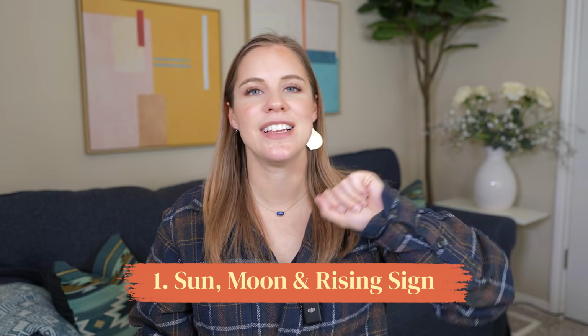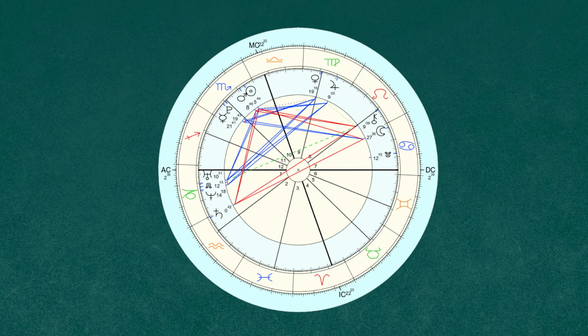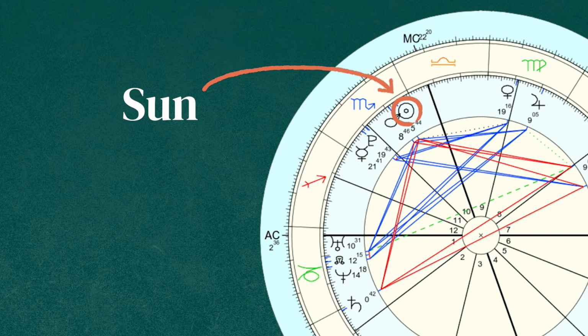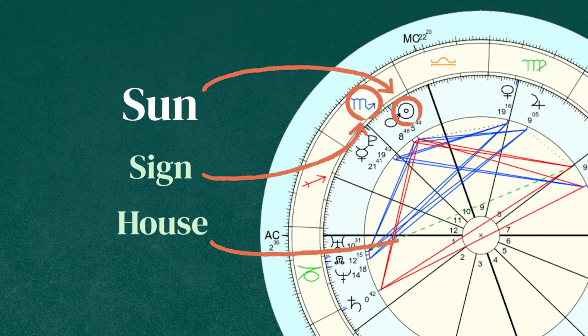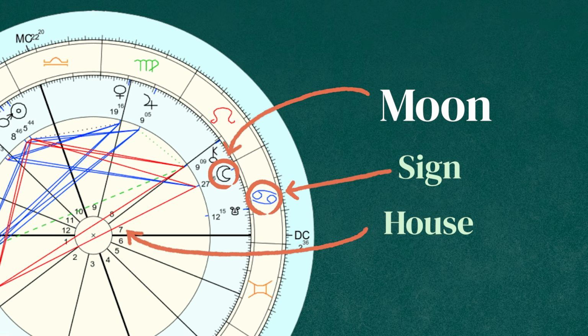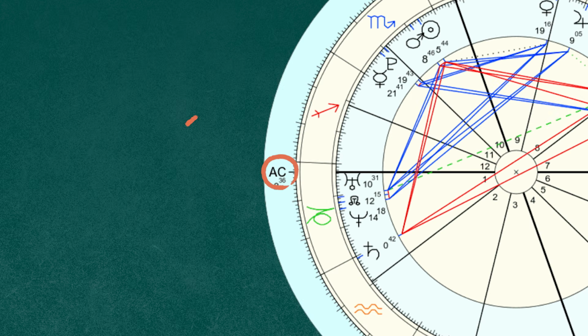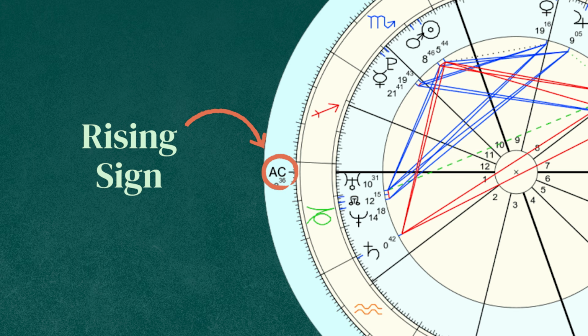The first thing to look at is your sun, moon, and rising sign. Here's how you spot it. Your sun looks like a circle with a dot in it. You find that, find the sign, find the house that it's in. Your moon looks like a moon on the chart. Same situation for that. Then you find your rising sign. This is always going to be marked with AC on the left side of your chart. You look at what sign is right where that AC is.